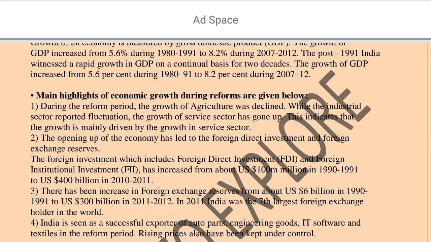Agriculture was declining while the industrial sector had fluctuated growth, meaning increasing, decreasing, increasing, decreasing, but there is not a proper trend like it will go up or it will go down in the industrial sector, while the service sector has grown very fast, very quickly. So the overall growth was mainly driven by the growth in the service sector.